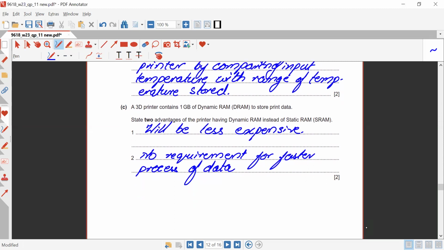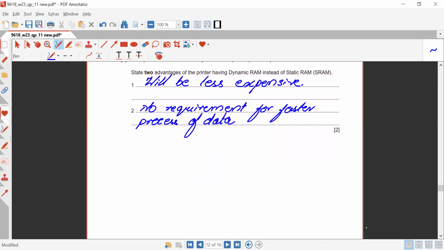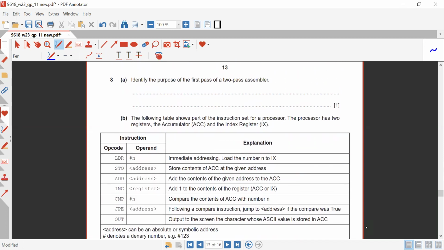Guys, we are going to start with the third phase of this paper. That will be from question number 8. Now, what does question number 8 say? It states: identify the purpose of the first pass of a two-pass assembler.